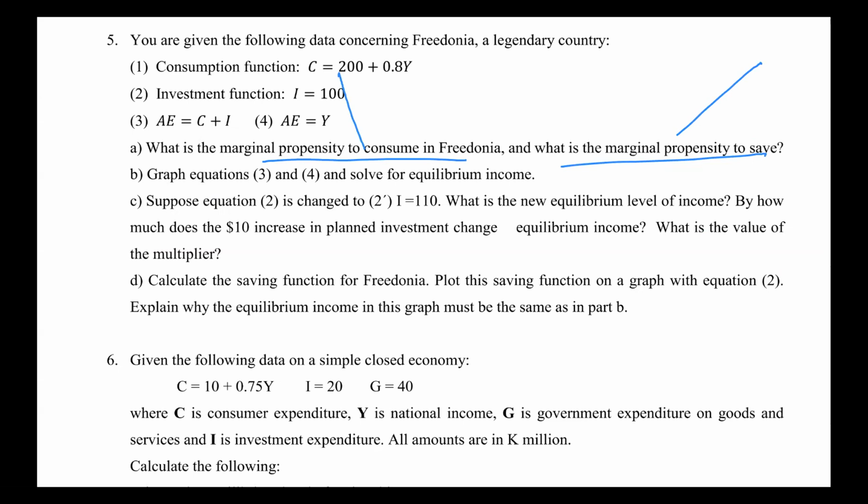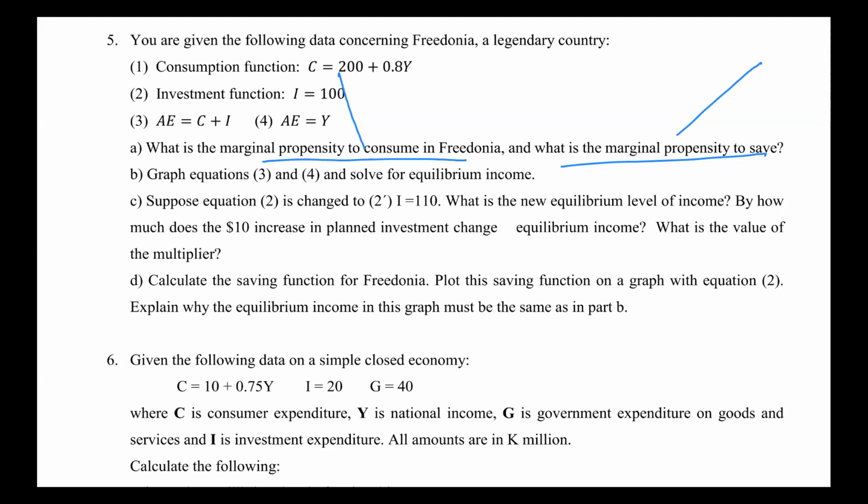Suppose equation 2 is changed to investment 1, 110. If investment changes by 110, that's the question. What is the new equilibrium level of income? What is the new equilibrium level of income if investment changes by 10?